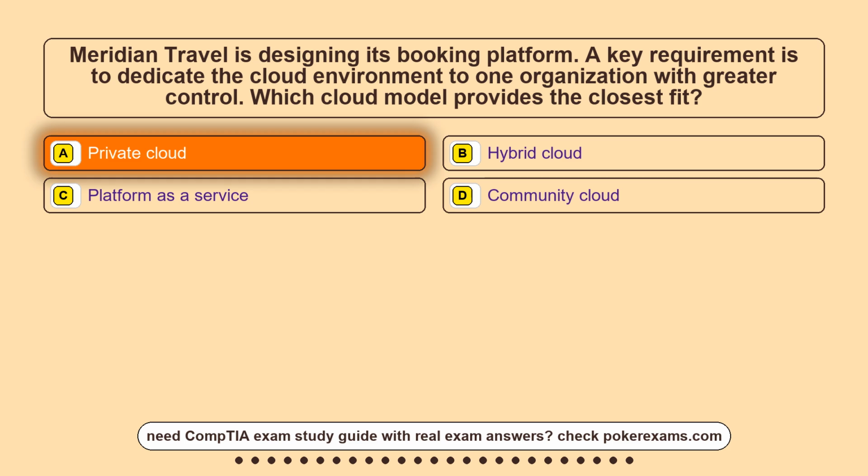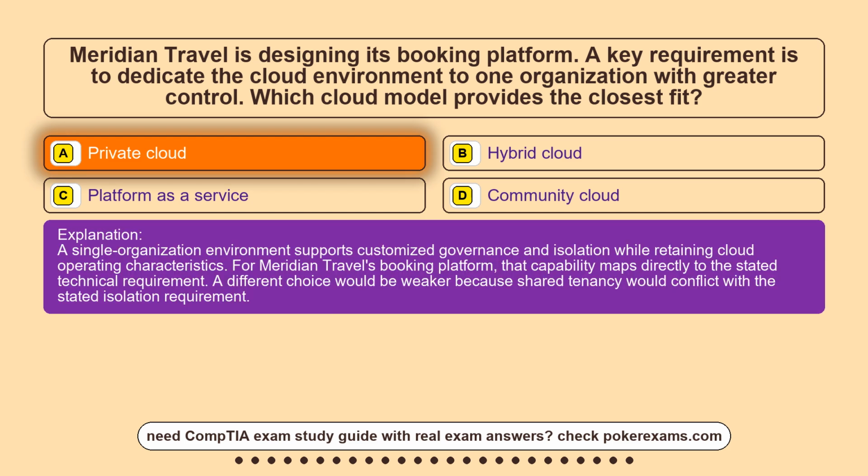The correct answer is option A, private cloud. A single-organization environment supports customized governance and isolation while retaining cloud operating characteristics. For Meridian Travel's booking platform, that capability maps directly to the stated technical requirement. A different choice would be weaker because shared tenancy would conflict with the stated isolation requirement.